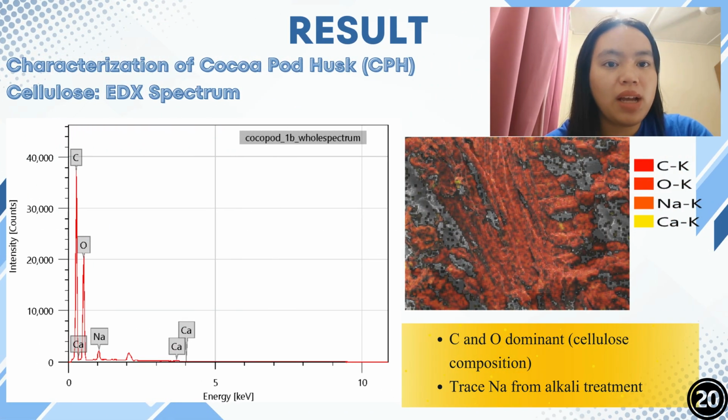On to the EDX analysis. Based on the EDX spectrum here, carbon and oxygen are the dominant elements, which is consistent with the chemical composition of the cellulose. The elemental mapping further shows a uniform distribution of carbon and oxygen across the analyzed area, indicating a homogeneous cellulose structure. Trace amounts of sodium and calcium are also detected, which may originate from the alkaline treatment process and naturally occurring minerals in the cocoa.